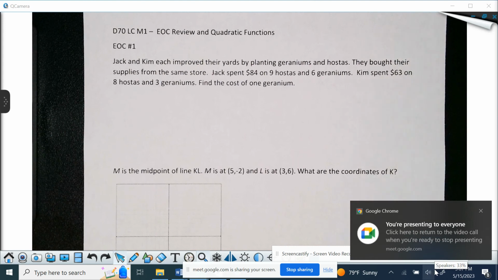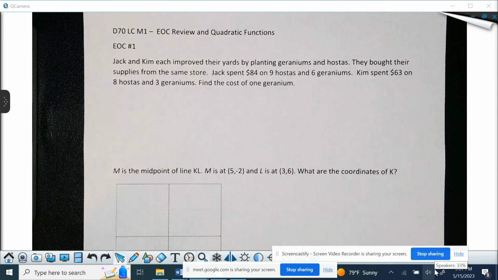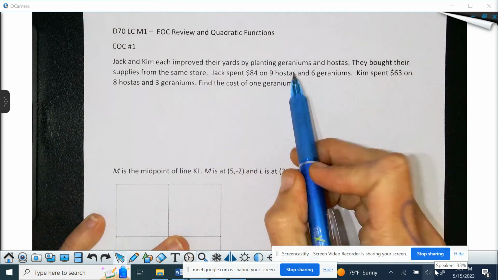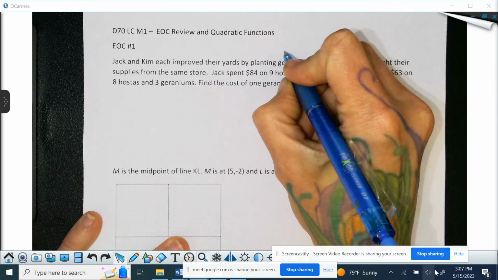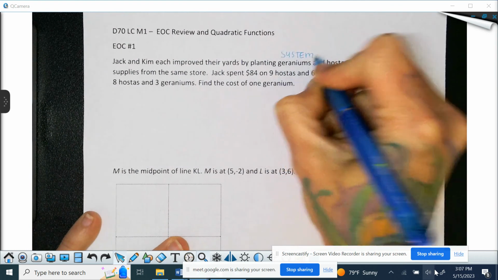So our first problem is Jack and Kim each improved their yards by planting geraniums and hostas. Hopefully we're getting to where when we see two people and two things, you think systems. So this is going to be a system of equations problem.